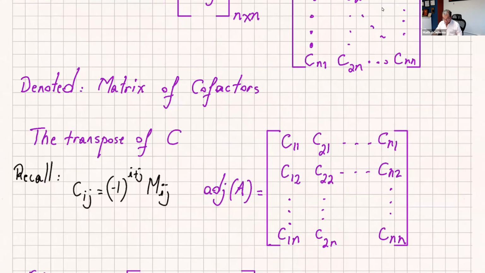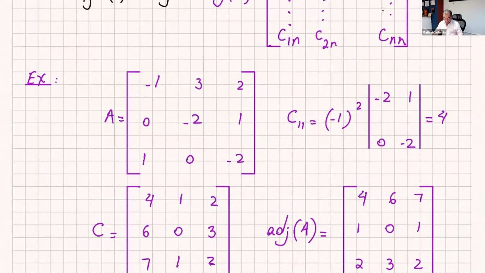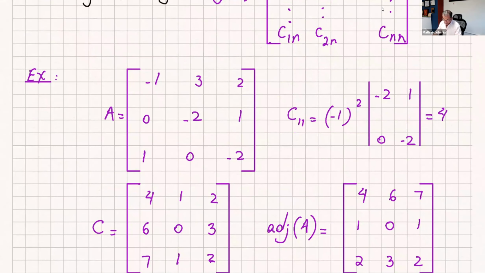Now let's see how this is used. An example shows this very nicely. If we have a matrix, say I took a 3 by 3 matrix here, you can calculate all the cofactors. I did the first one, C11: it is -1 to the power of 1 plus 1, which is 2, times the minor of A11, which is the determinant of that matrix, and I wrote it here, and you get 4. I didn't do the rest because it's pretty straightforward.